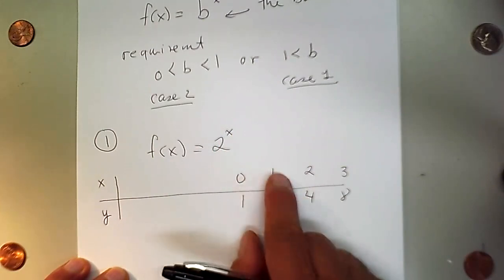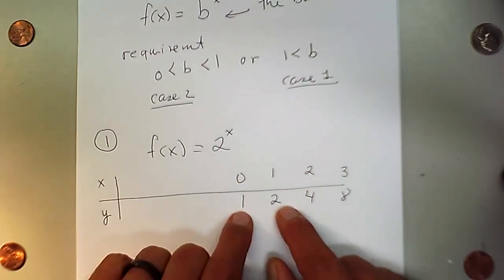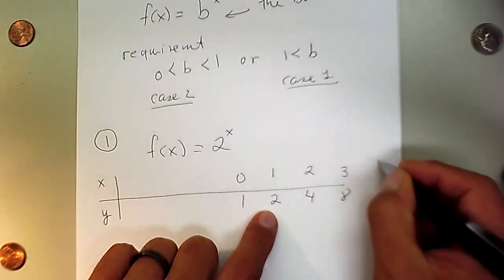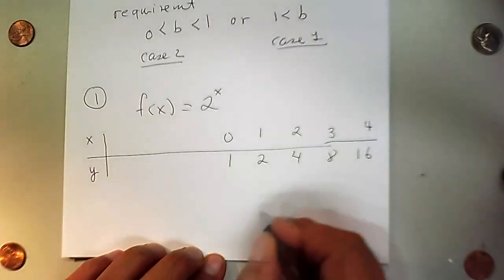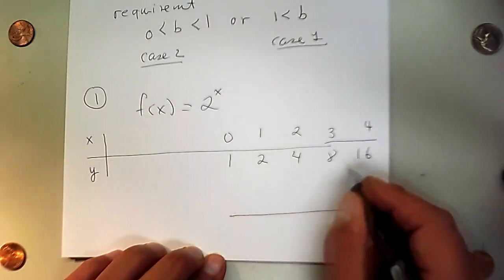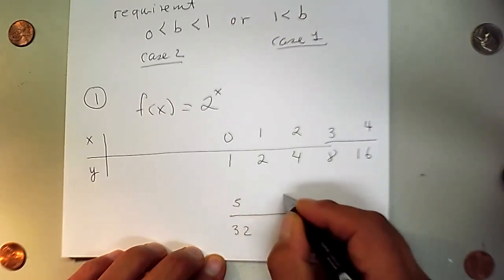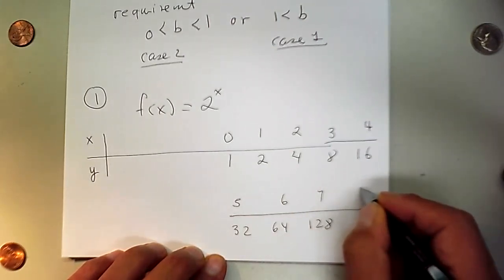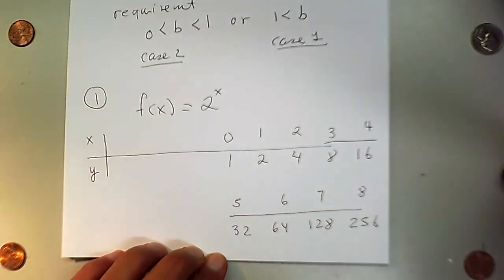So every time we move up by 1 unit, the output will double: from 1 to 2, from 2 to 4, from 4 to 8, from 8 to 16. I'm going to continue the table down here because I'm running out of space over there. So 4, 16; 5 is going to go to 32, 6, 64, 7, 128, 8, 256, and then you can continue doing this on and on, doubling and doubling and doubling.